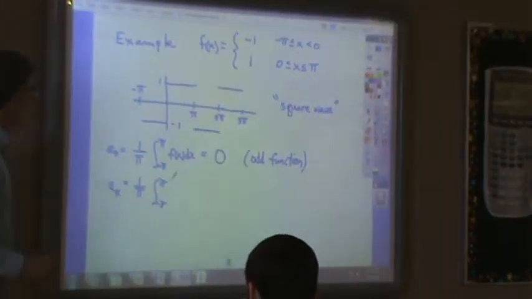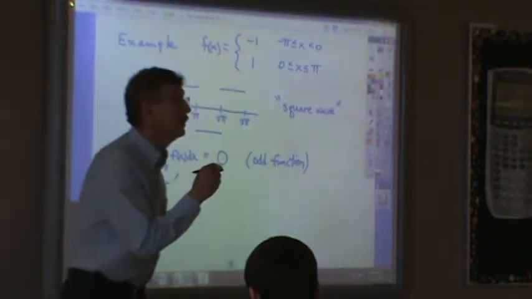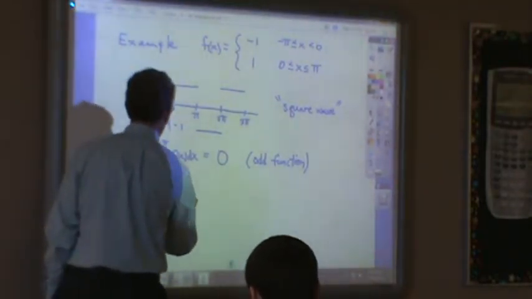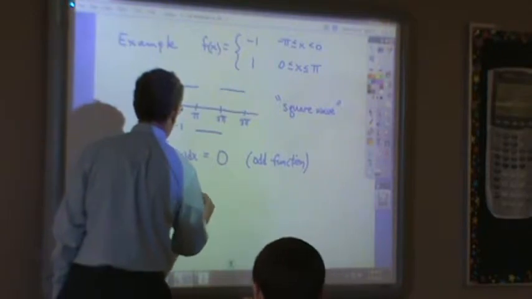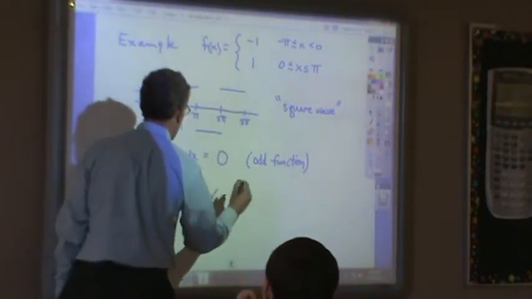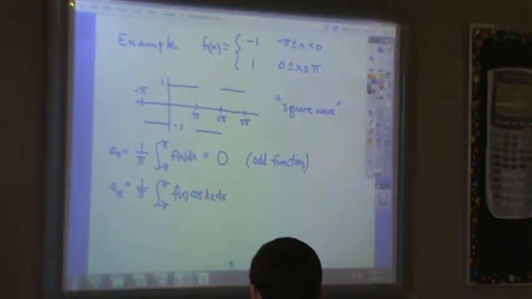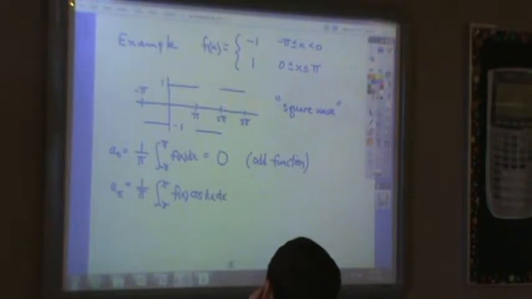What is it we integrate when we're looking for the a's? F of x, but we pair it with, say it again? Cosine. F of x cosine kx. Okay. So we know what f of x is. It's -1 or 1. Oh, but wait. What's the story here?